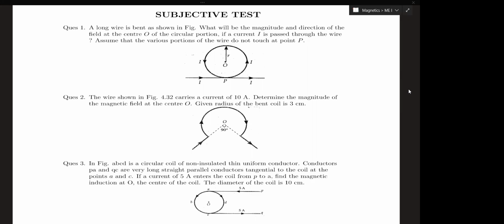Ma'am, all the questions are for how many marks each? Okay, I'll write down the marks first. See, the first question is for 3 marks, the second question is for 3 marks, and the last question is for 4 marks. So 3, 3, 4.